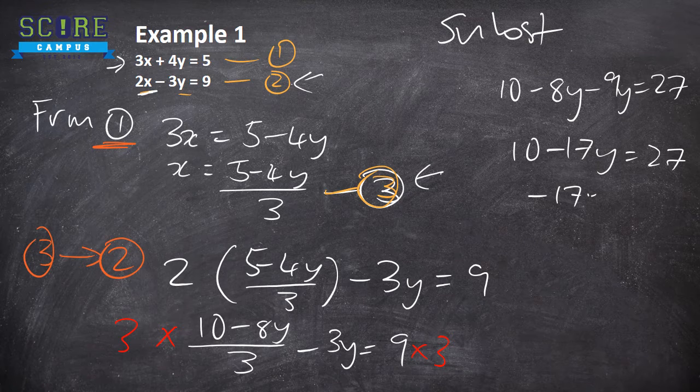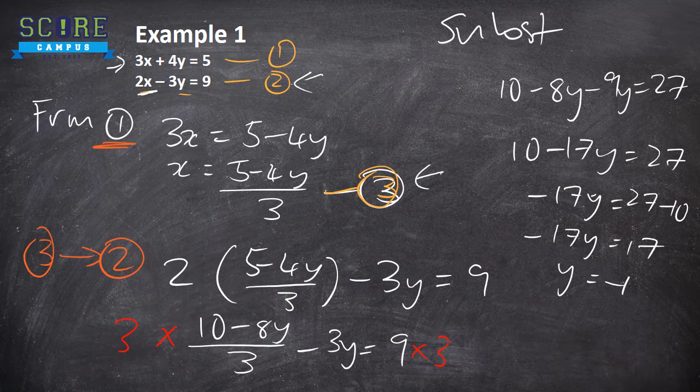Minus 17y equals to 27 minus 10, because this is plus here, right? So you bring over, becomes minus. Minus 17y equals to 17. So y equals to minus 1. 17 divided by minus 17, you get minus 1, right? This is equation 4. Now you take equation 4, you sub into where?